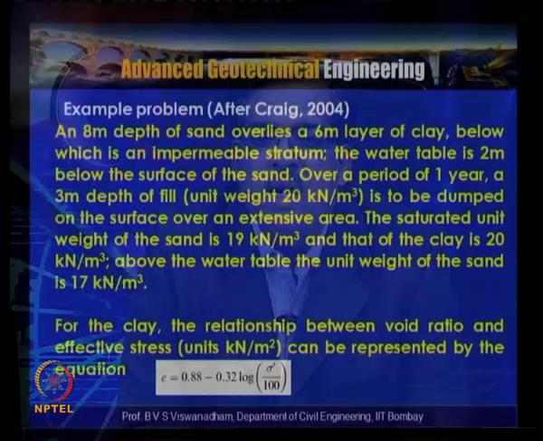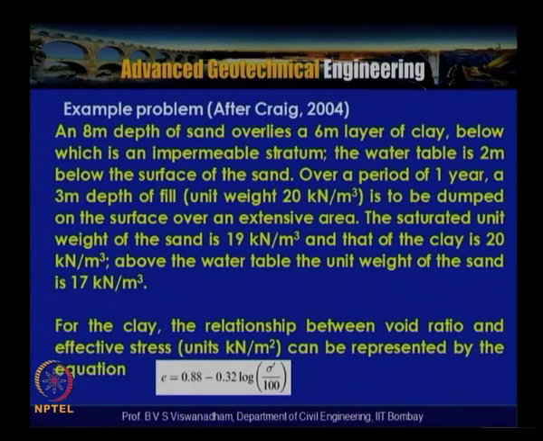Now let us consider one example problem wherein the problem statement works out like this. We have 8 meter depth of sand overlying a 6 meter layer of clay, below which is an impermeable stratum. The water table is 2 meters below the surface of sand, and over a period of 1 year a 3 meter depth of fill is to be dumped on the surface over an extensive area. That means the fill extends to large areas. The saturated unit weight of the sand is 19 kilonewton per meter cube and that of the clay is 20 kilonewton per meter cube, and above the water table the unit weight of the sand is 17 kilonewton per meter cube. For the clay, the relationship between the void ratio and the effective stress in kilonewton per meter square is given as e = 0.88 - 0.32 log(sigma dash / 100).